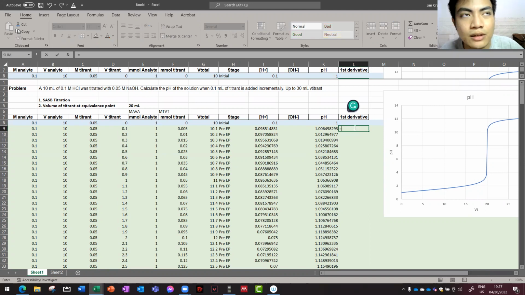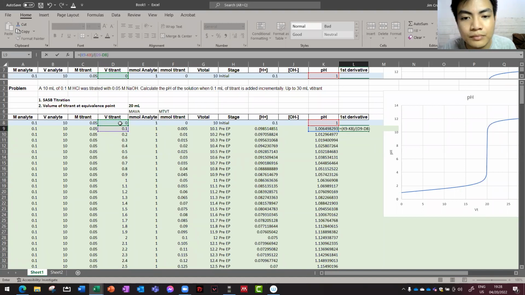So what did I say? Dati? So pag first derivative is the change in y over the change in x. So what is our y? Our y is the pH. So change in y, so this current pH minus the previous one. So that is the change in y, the current minus the previous one. And then for the change in x, delta y, delta x, so our x is the volume of the titrant, so you get the difference as well, okay? So change in x, the current x minus the previous x.